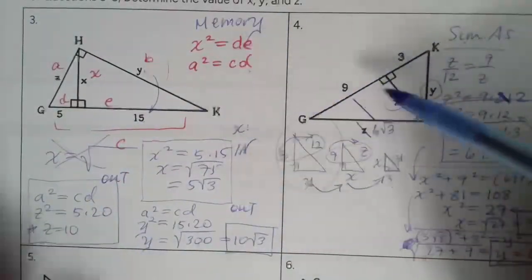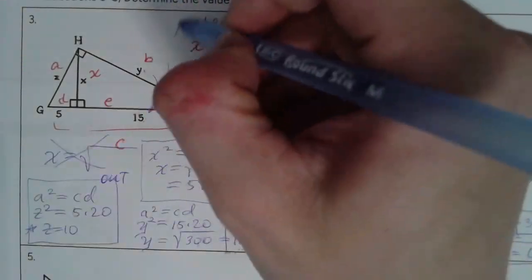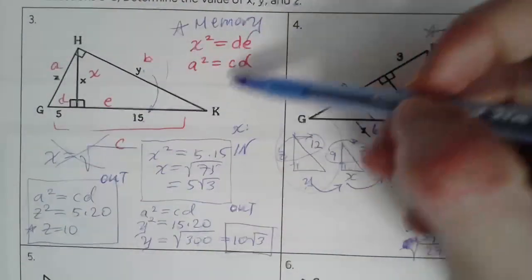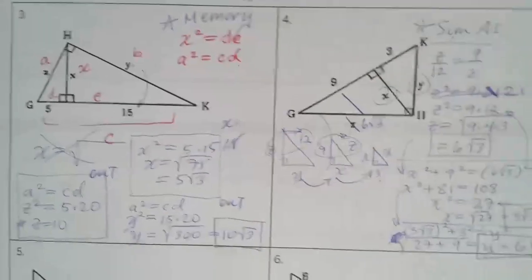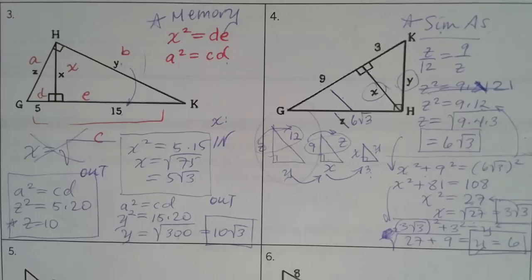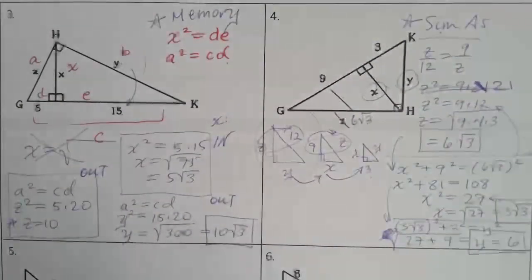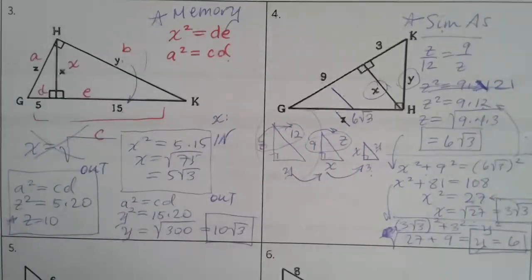I encourage you guys to try the memory method on this one, try the similar triangles on this one, however you want to do it. You don't have to be able to do it both ways. Pick your favorite method, whichever one is easier for you. If you like the quick and dirty memory method, then you go right ahead. If you like the deep, thoughtful, similar triangle method, this is the one of intellectuals right here, baby. You will see your results all the same.